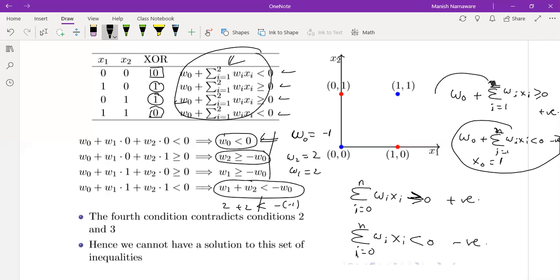Okay, and hence mathematically a single perceptron, whose equations are given like this or like this in general, is not capable of handling non-linearly separable data, a non-linearly separable function such as the XOR function. We have proved that, and hence we cannot have a single perceptron which can represent XOR-like functions. Okay. Thank you.